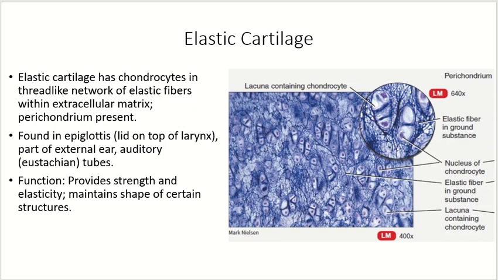Elastic cartilage can be found in the epiglottis as well as the external part of the ear. It's also found in the auditory or the eustachian tube. This elastic cartilage is going to provide excellent strength and elasticity, and is also going to help to maintain the shape of various structures. So the part of your ear that you see on the side of your head, that's all going to be made up of elastic cartilage.